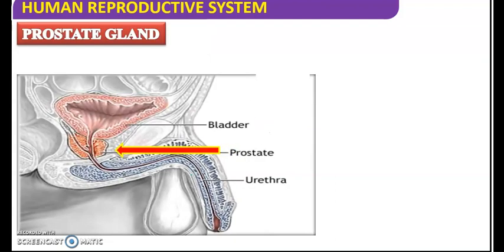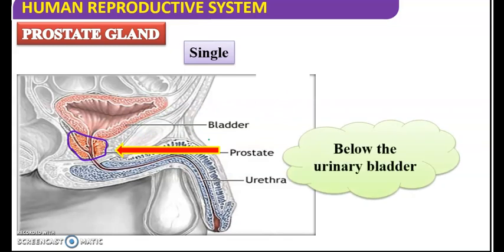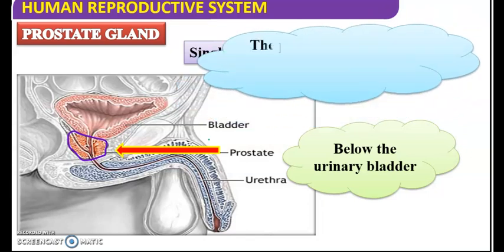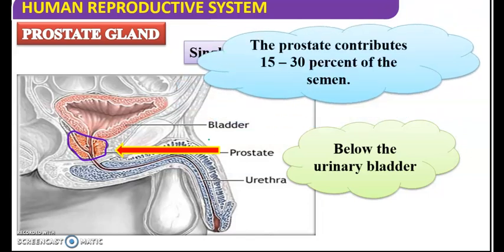Okay, now the next one is the prostate gland. The prostate gland is this tiny gland-like structure which we are highlighting. It is a single gland, and it is present just below the urinary bladder. Literally it is the shape and size of a golf ball. Now this prostate gland contributes the rest, 15 to 30% of the semen. 60% comes from the seminal vesicles, and the rest of the fluid of the semen comes from the prostate gland.